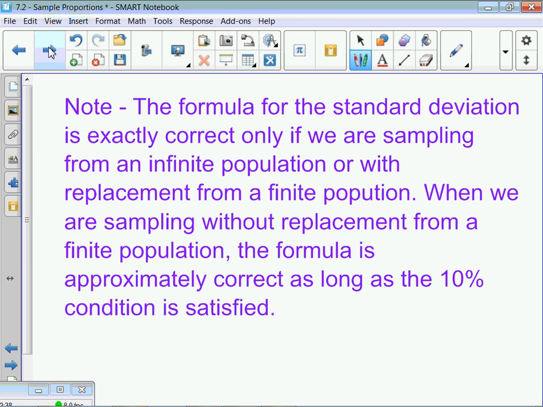I would probably just check it every time if you're not sure. Then check 10%, and you'll be good to go.